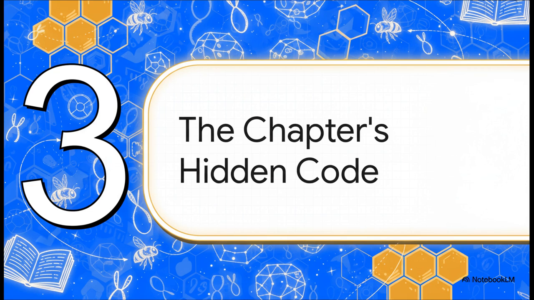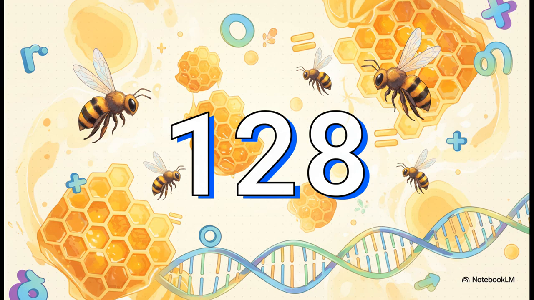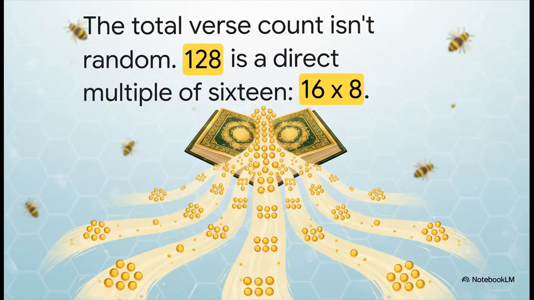Well, the source material tells us to look at the very structure of the chapter. We're talking about the total number of verses and words. First up, let's look at the verses. The total number of verses, or ayahs, in Surah Al-Nahl is 128. Now on its own, 128 might not seem that special, but what happens when you run the numbers? Our source points out that this verse count is a direct multiple of our key number. 128 is exactly 16 multiplied by 8. So the pattern holds up.